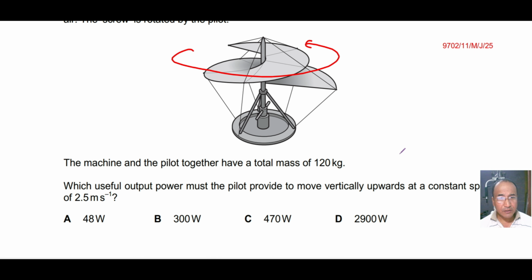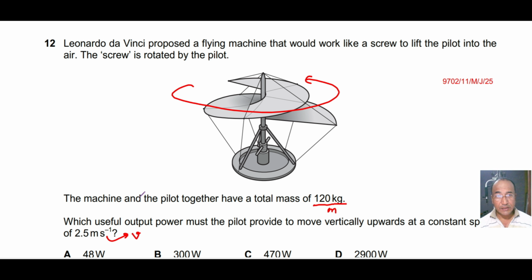The machine and the pilot together have a total mass of 120 kg, so it is m. Which useful output power must the pilot provide to move vertically upward at a constant speed of 2.5 meters per second? So this is v constant. So we need to find the power. So the first thing that we have to do is here.